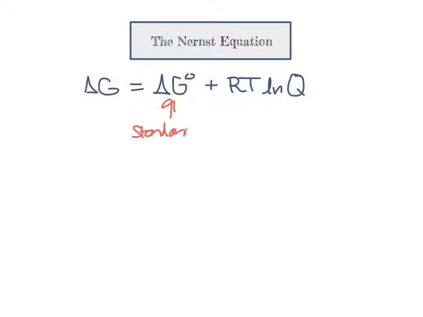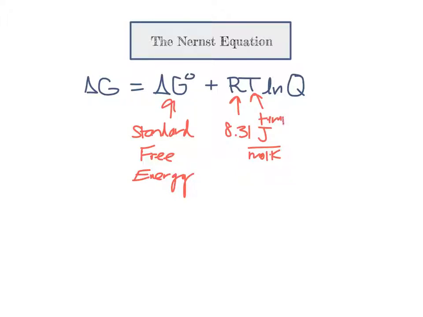Standard Gibbs free energy. And the gas constant. Now this is kind of weird because you've got to make sure that you're using the right units. It's 8.31 joules per mole Kelvin. Temperature in Kelvin. And the Q stands for reaction quotient.